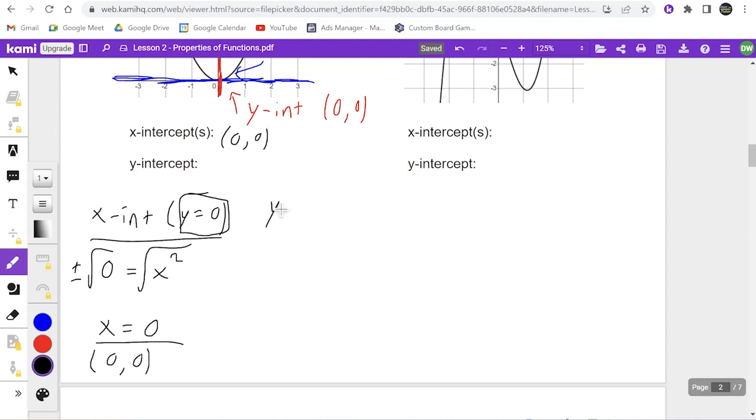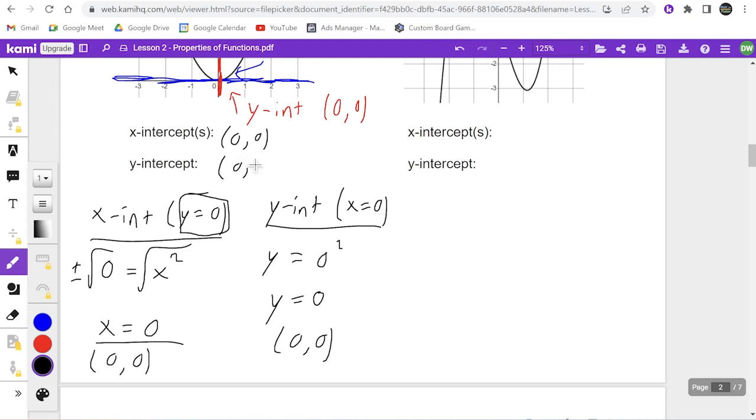Now for the y-intercept, that's where x equals 0. For that, I need to say y, you can say f of x, doesn't matter, but I'll say y equals 0 squared, like y equals x squared. 0 squared is still 0, so you get y equals 0. And again, the coordinate point 0, comma 0. There's our answer. Any questions? We did this problem 2 ways. Very nice.